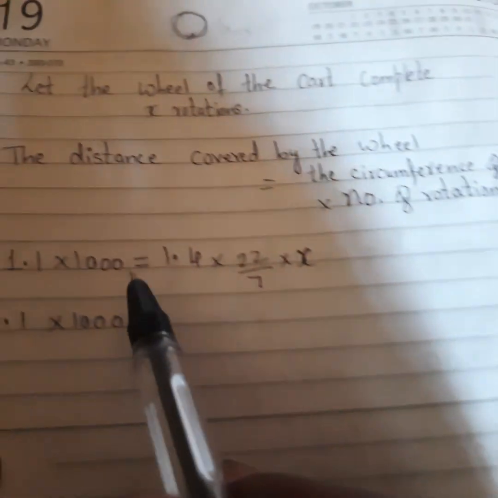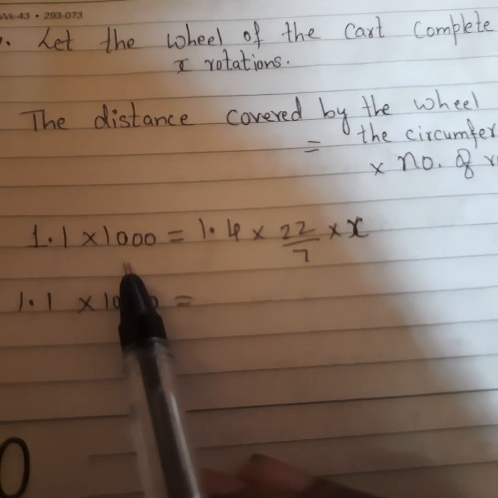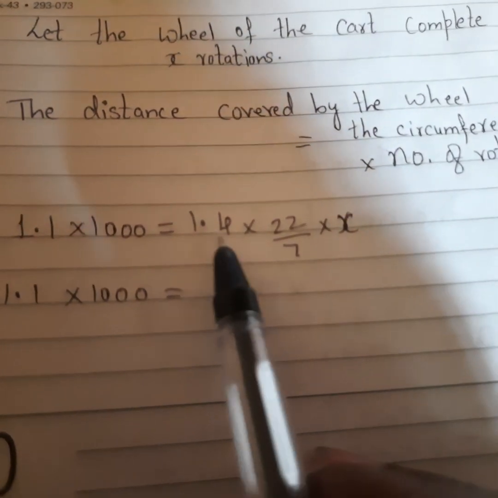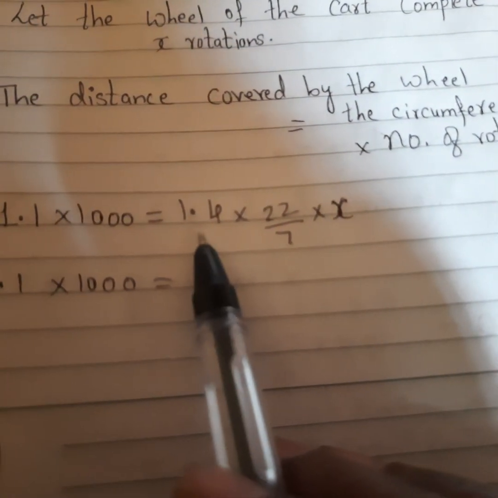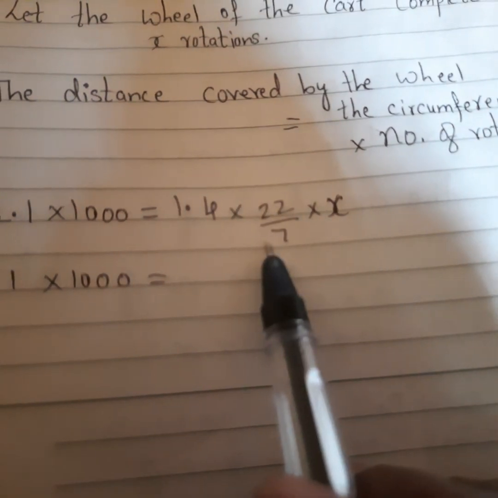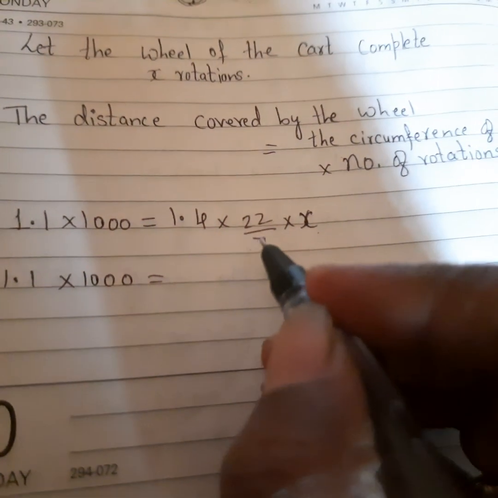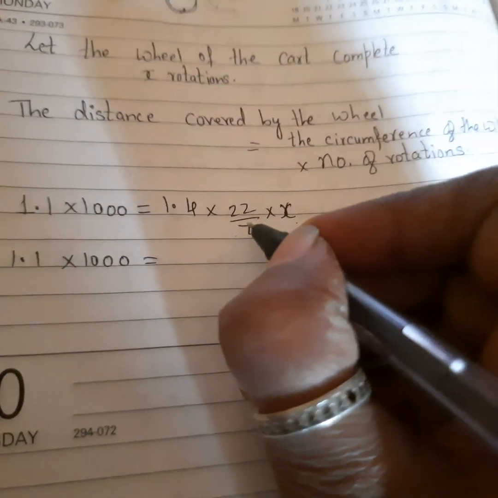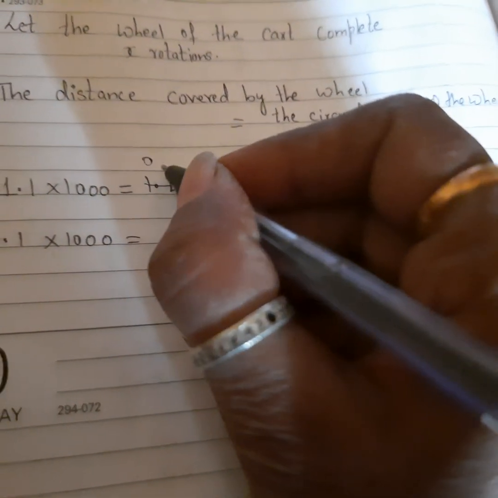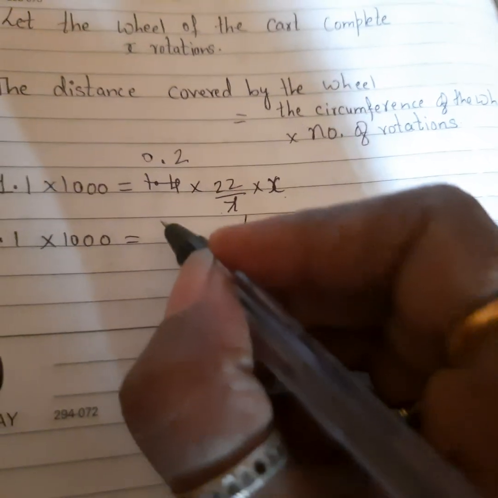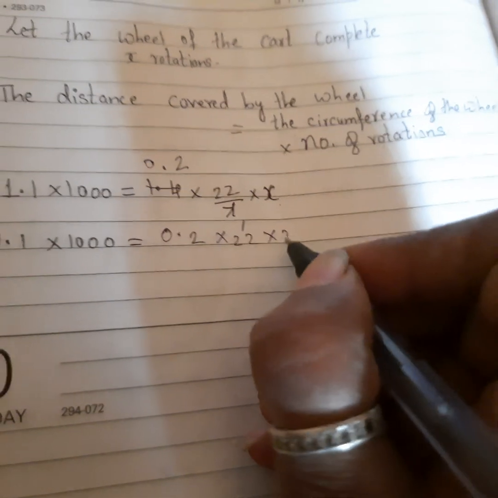Okay. So 1.1 into 1000, because 1.1 kilometer into 1000, is equal to, 1.4 is the diameter, pi d, no? So we are using c is equal to pi d. So 1.4 into 22 upon 7 into x. 1.1 into 1000 is equal to, now see this, we will cancel. 7 1s are 7, 7 zeros are 0, 0.2, 7 2s are 14. So here it is 0.2 into 22 into x.